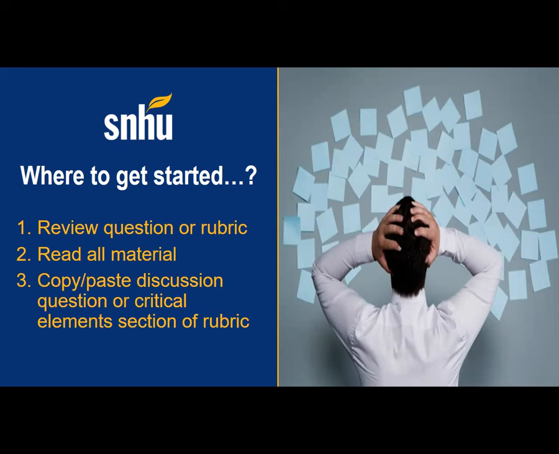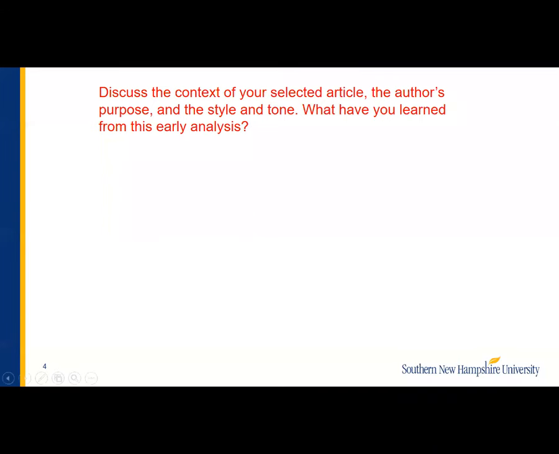Next, go ahead and copy and paste the discussion question or the critical elements section of the rubric into a Word document. Be sure to make this a different color so it's going to stand out from your writing, and also it will help you remember to delete this question once you're done brainstorming or organizing.